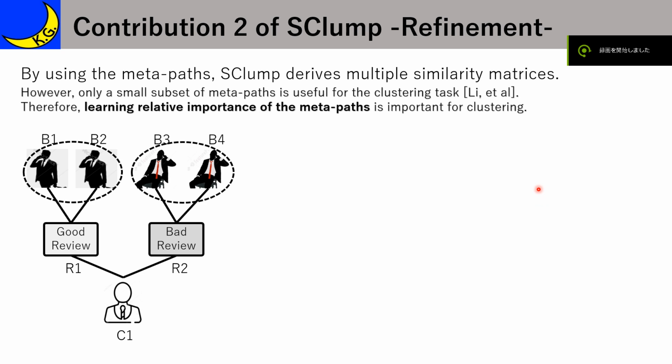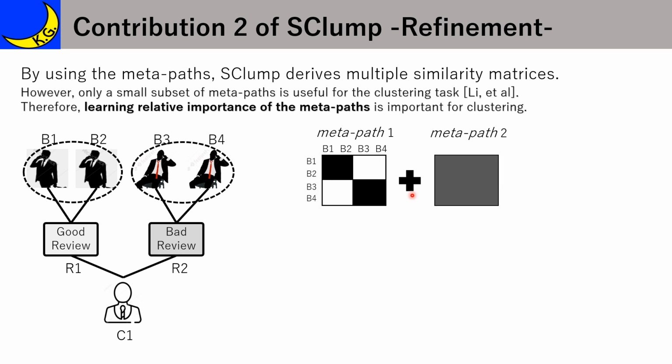Next, I'd like to talk about the second characteristic of SClump. By using the meta paths, SClump derives multiple similarity matrices. However, only a small subset of the meta paths is useful for a clustering task. For example, we consider the case that meta path 1 generates this high-quality matrix, while meta path 2 generates this low-quality similarity matrix. In this case, we can cluster accurately by using the former matrix.